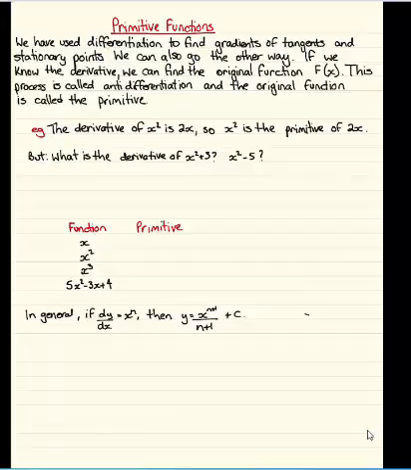So that process is called anti-differentiation. You're going back the other way from differentiating. And the original function is denoted with this capital F, and it's called the primitive. So what this means practically is that if I know that the derivative of x squared is 2x, then x squared is the primitive of 2x. So it's going back the opposite way.